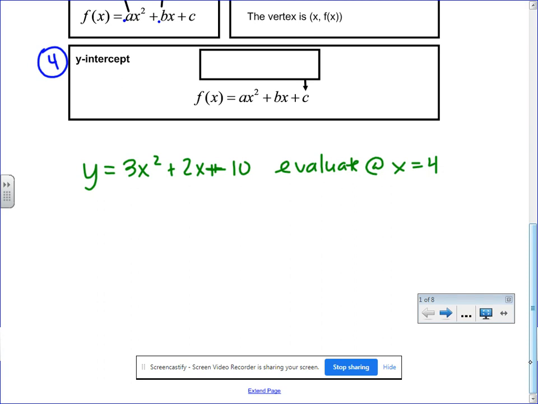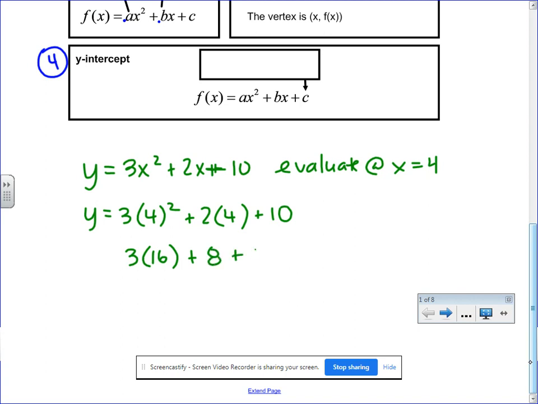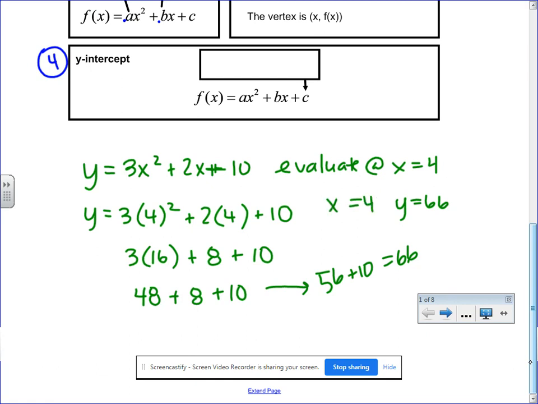So if I'm looking at this, what you would do is you go, well, 3 times 4 squared plus 2 times 4 plus 10. Right? So 3 times 16 plus 8 plus 10. So that's 48 plus 8 plus 10. So 56 plus 10, or 66. So your y value in this particular thing would be 66. Well, your x value was 4. So the point is (4, 66), right?